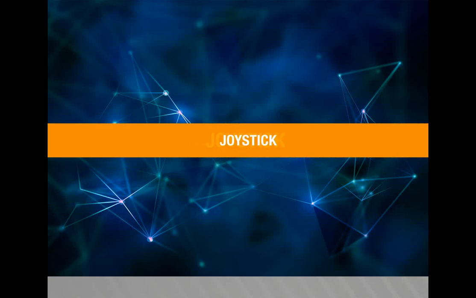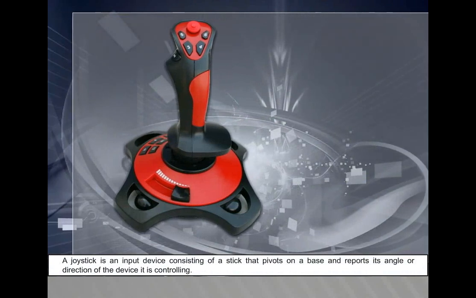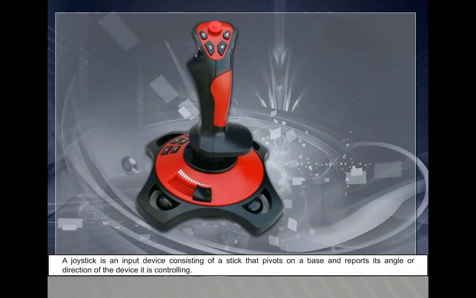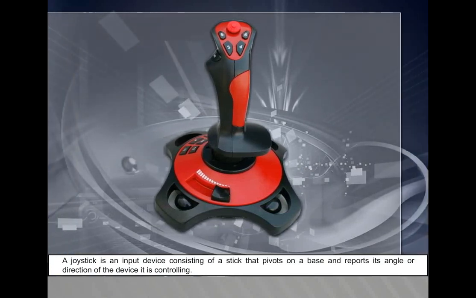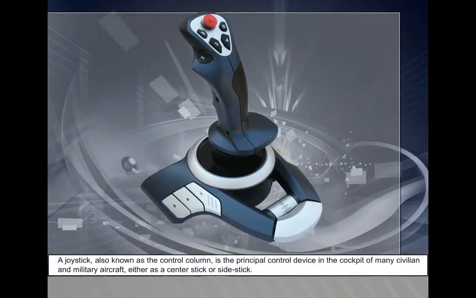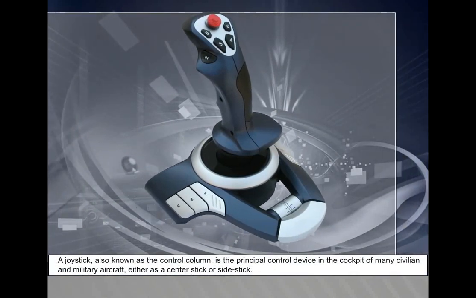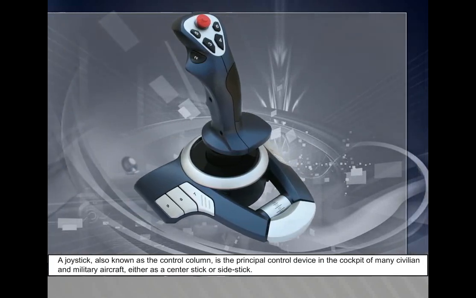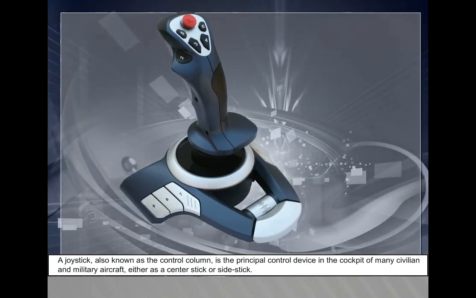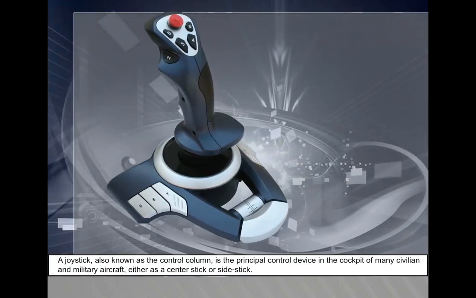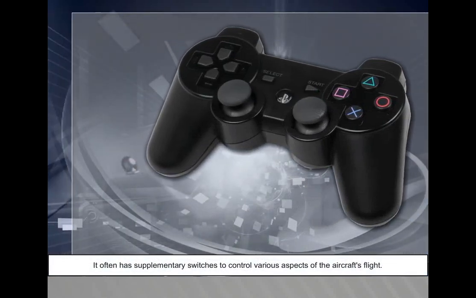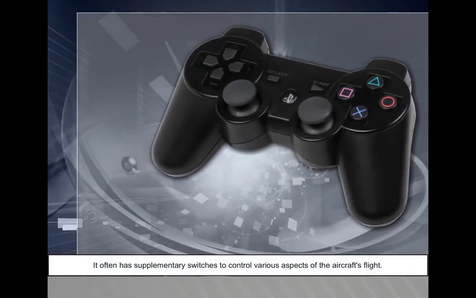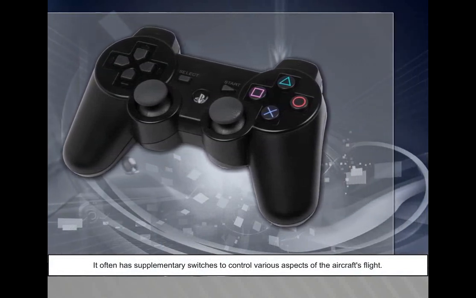Joystick. Now we are going to see about joystick. A joystick is an input device consisting of a stick that pivots on a base and reports its angle or direction to the device it is controlling. A joystick, also known as the control column, is the principal control device in the cockpit of many civilian and military aircraft, either as a center stick or side stick. It often has supplementary switches to control various aspects of the aircraft's flight.